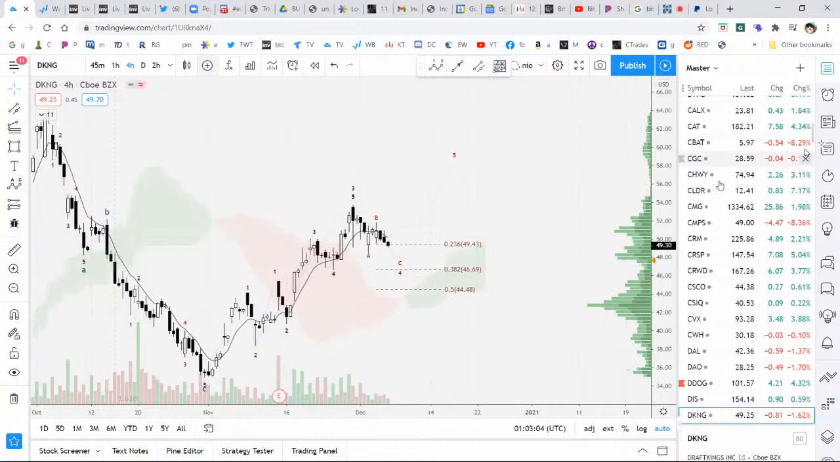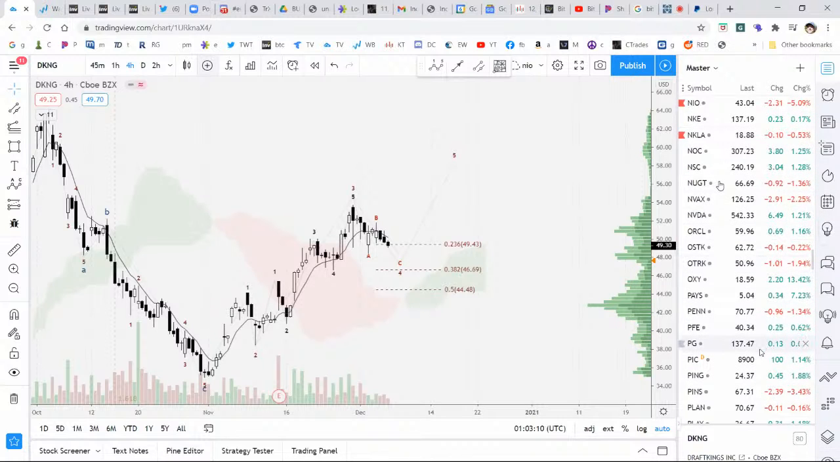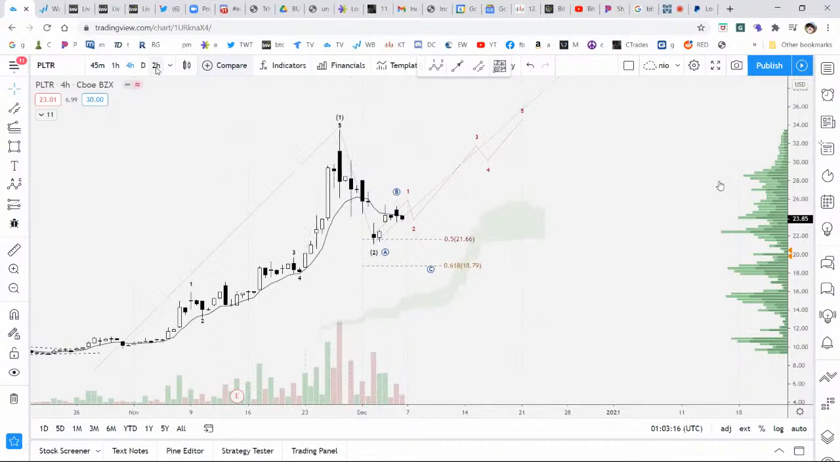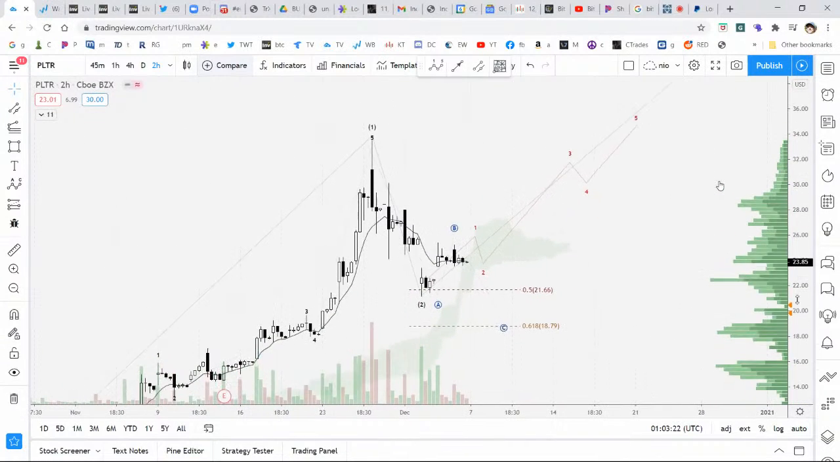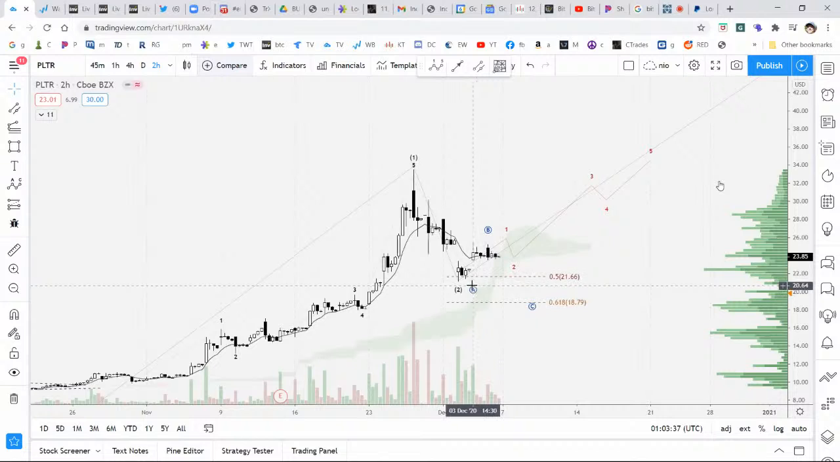Do you have one for PLTR? Yep. PLTR. Okay, PLTR. I had multiple counts here, it looks like. It looks like we had a wave 2 down, but it only went to the 50%. So I'm thinking it's possible we might get more of an ABC down to the 618. That's the bearish count. But if the bulls come out, it's possible we could get this red count where we go 1, 2, and then up from there. This one in my head's kind of a 50-50. We're just going to have to watch and see if we get the bull count or not. Multiple counts on that one.